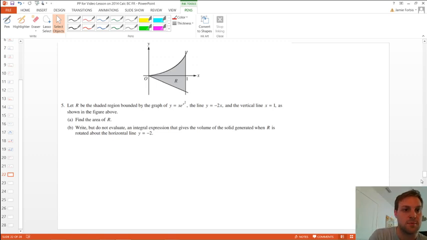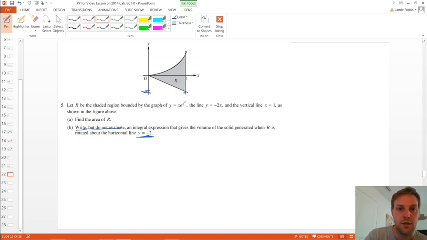B, I love it when it says this. Write but do not evaluate. An integral expression that gives the volume of the solid generated when R is rotated about the line y equals negative 2. Y equals negative 2 is below the x-axis somewhere over here. Just to be sure, it doesn't intersect anything prior to this point here.